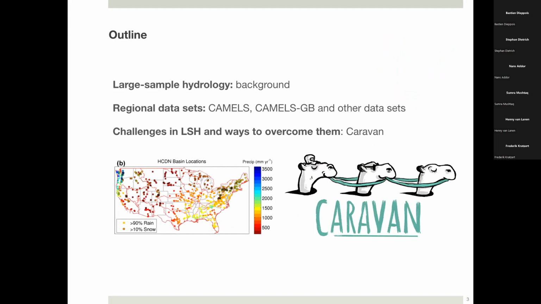So the outline of this presentation is as follows. I'll first give you a brief introduction to what large sample hydrology is, where it comes from, and then I'll give you an overview of some regional data sets, like CAMELS, Great Britain, and other data sets. And then I'll talk a little bit about challenges in large sample hydrology and potential ways to overcome them. And this will be the perfect occasion, actually, to introduce you to the project Caravan.